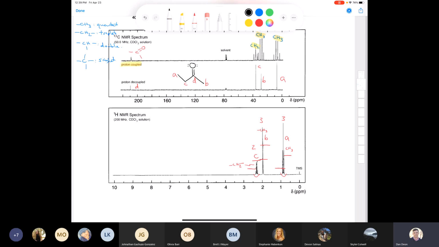If we take a look at the proton NMR spectrum, we'll draw the compound out like this. The proton's probably a little bit simpler to label. We have the A protons that are the triplet.